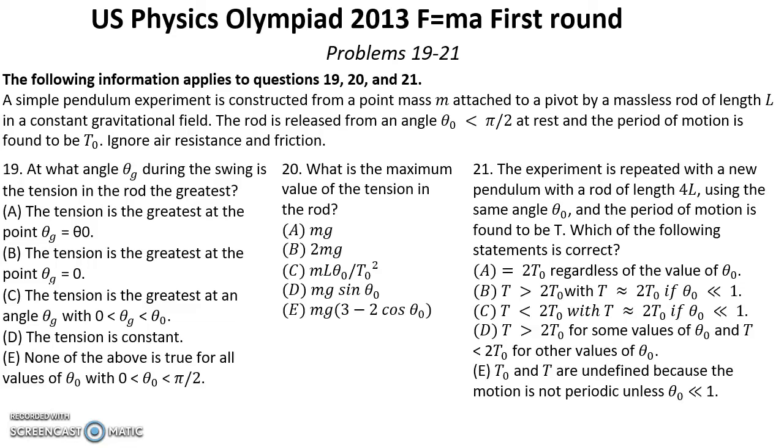Question 19. At what angle θg during the swing is the tension in the rod the greatest? Question 20. What is the maximum value of the tension in the rod? Question 21. The experiment is repeated with a new pendulum with a rod of length 4L using the same angle θ0, and the period of motion is found to be t. Which of the following statements is correct? Solution.